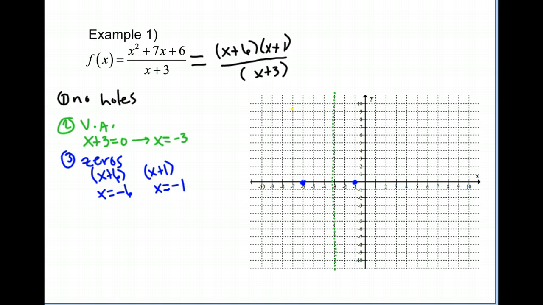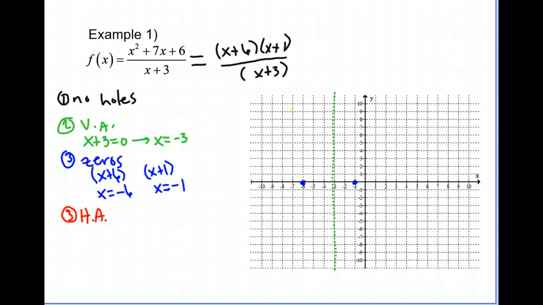So one thing we know about the graph so far is that it crosses the x-axis at these points and it never touches our green line. And finally, we're going to be looking at the horizontal asymptotes. We're going to abbreviate that with HA.